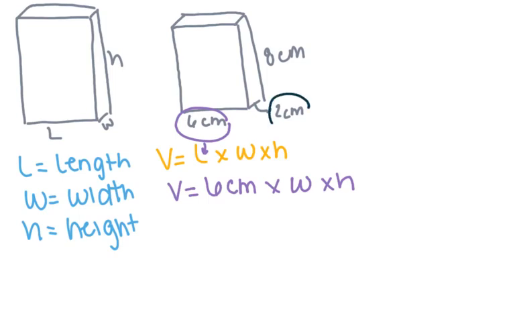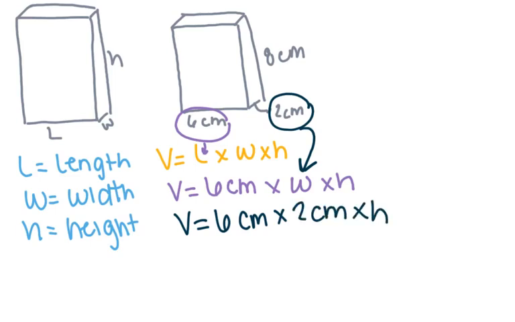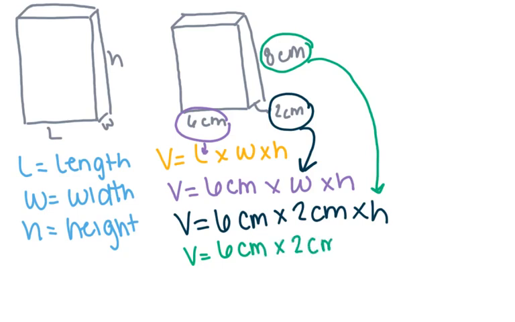So we're going to take the 2 centimeters and we're going to substitute it in for the W. So now our equation is volume is equal to 6 centimeters times 2 centimeters times H. And lastly, what number can be substituted in for H? We're going to take our 8 centimeters and we are going to substitute that in for H. So our equation says volume is equal to 6 centimeters times 2 centimeters times 8 centimeters.